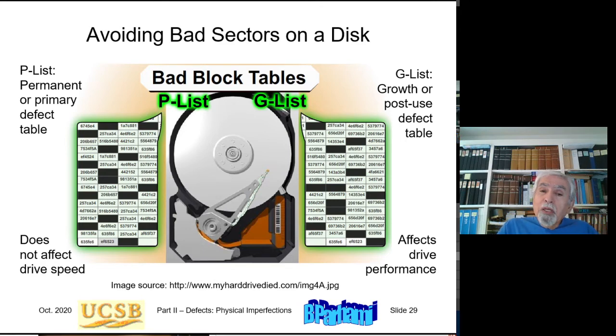Okay? So the growth of the G-list affects both the disk capacity and the disk performance. And once the G-list becomes too large and performance is deteriorated by too much, you may want to discard the disk altogether and switch to a new disk. These days, disks are not expensive, so this can be easily done. You simply have to transfer the data from the disk to a different fresh disk and start using that one.